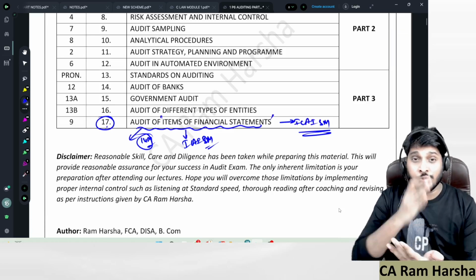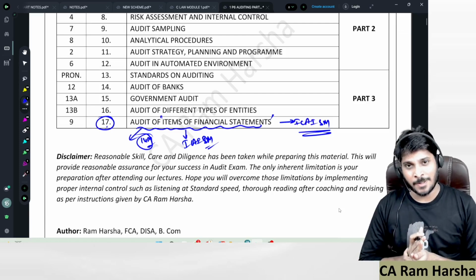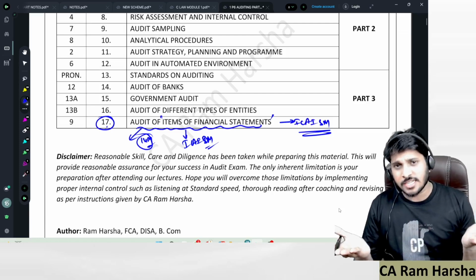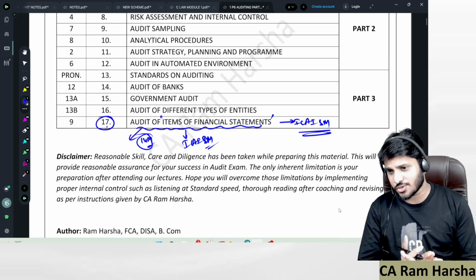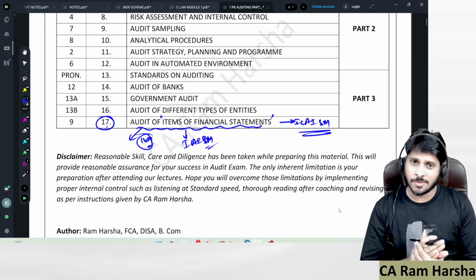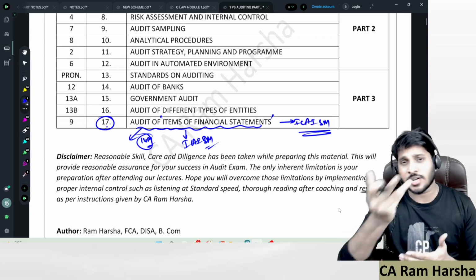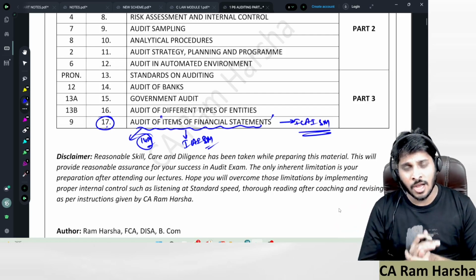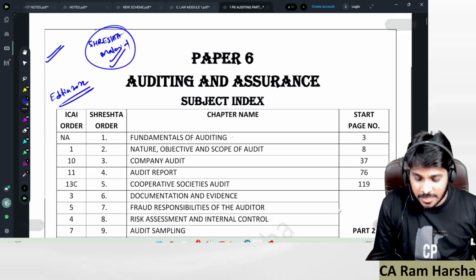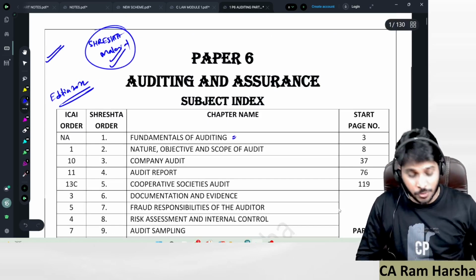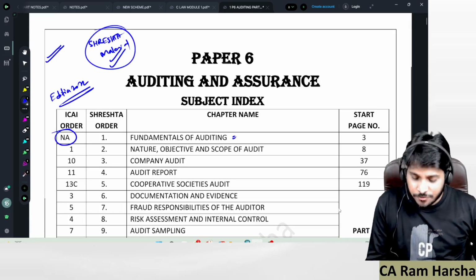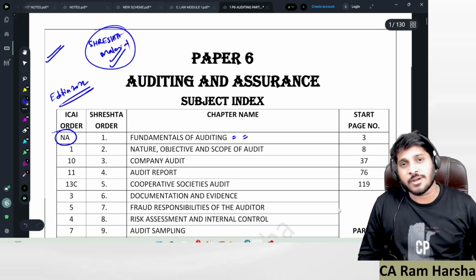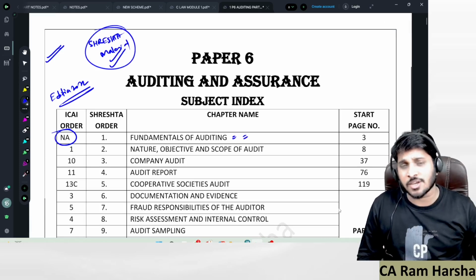First of all, you don't know what is meant by audit, because these audit classes are being purchased by CA Foundation students. There are some CA Foundation students, and there are direct entry students. So I don't know whether you are really aware of audit or not. That's why we first have a fundamentals chapter, which is not there in the ICAI study material at all. So we start the discussion with fundamentals of auditing, which is not there in the ICAI material.